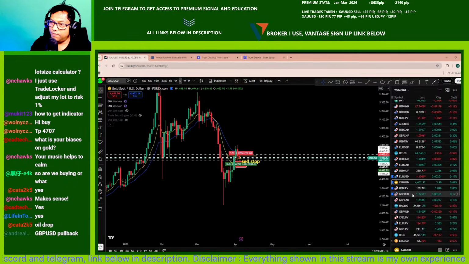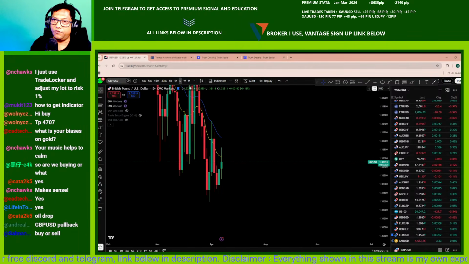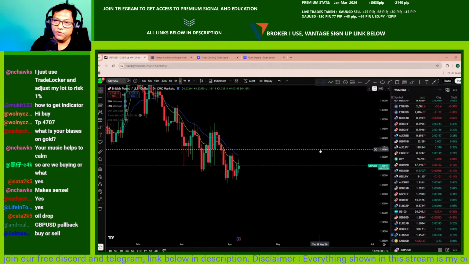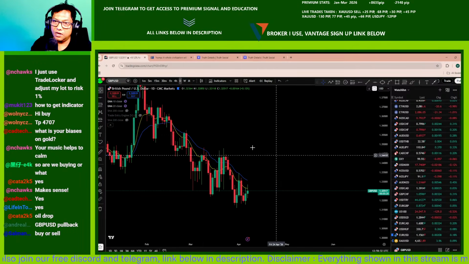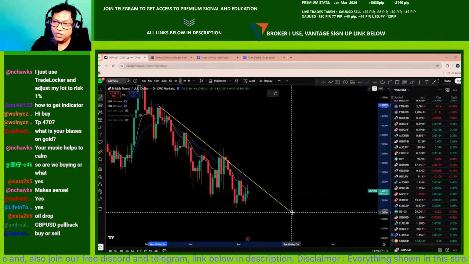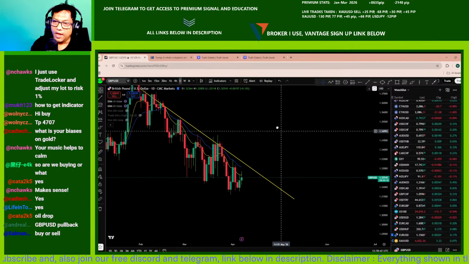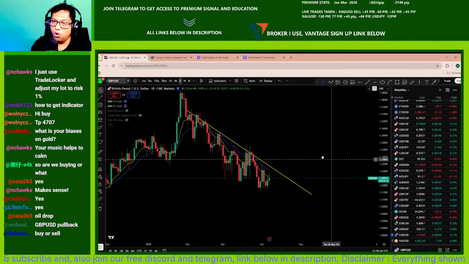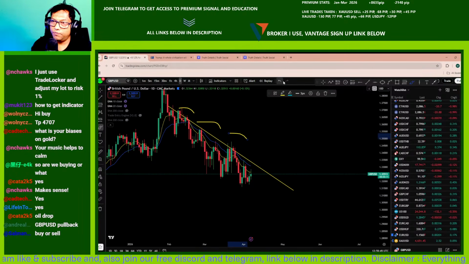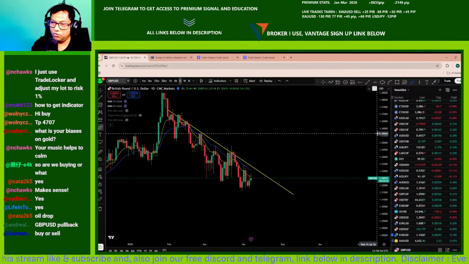GBPUSD pullback. Okay, so GBPUSD, if you look at, I was looking at a pullback here. With this movement, this is a daily trend line that you can see on GBPUSD, and with this move, if you look at that series of lower highs on the British pound US dollar, the market could be coming down here.